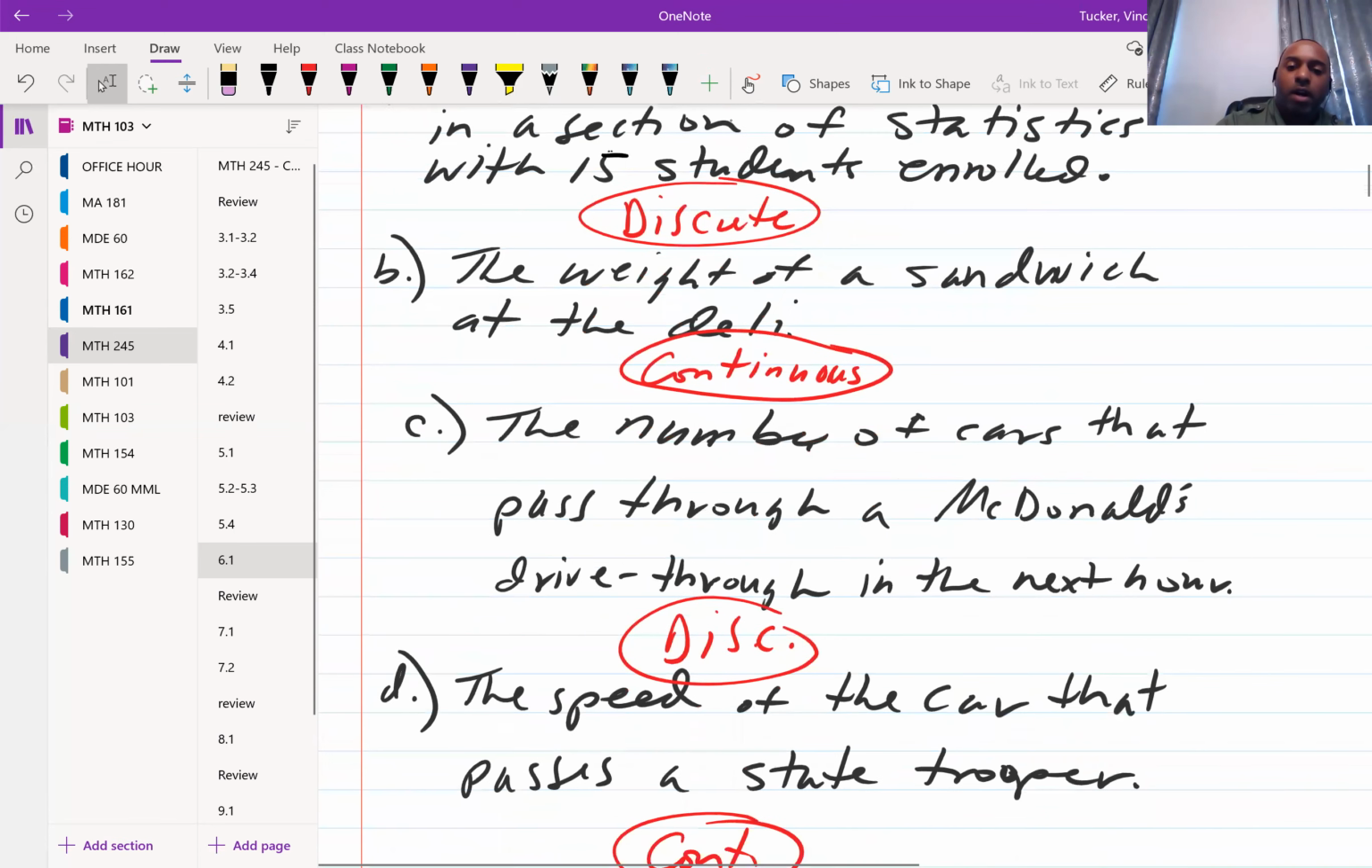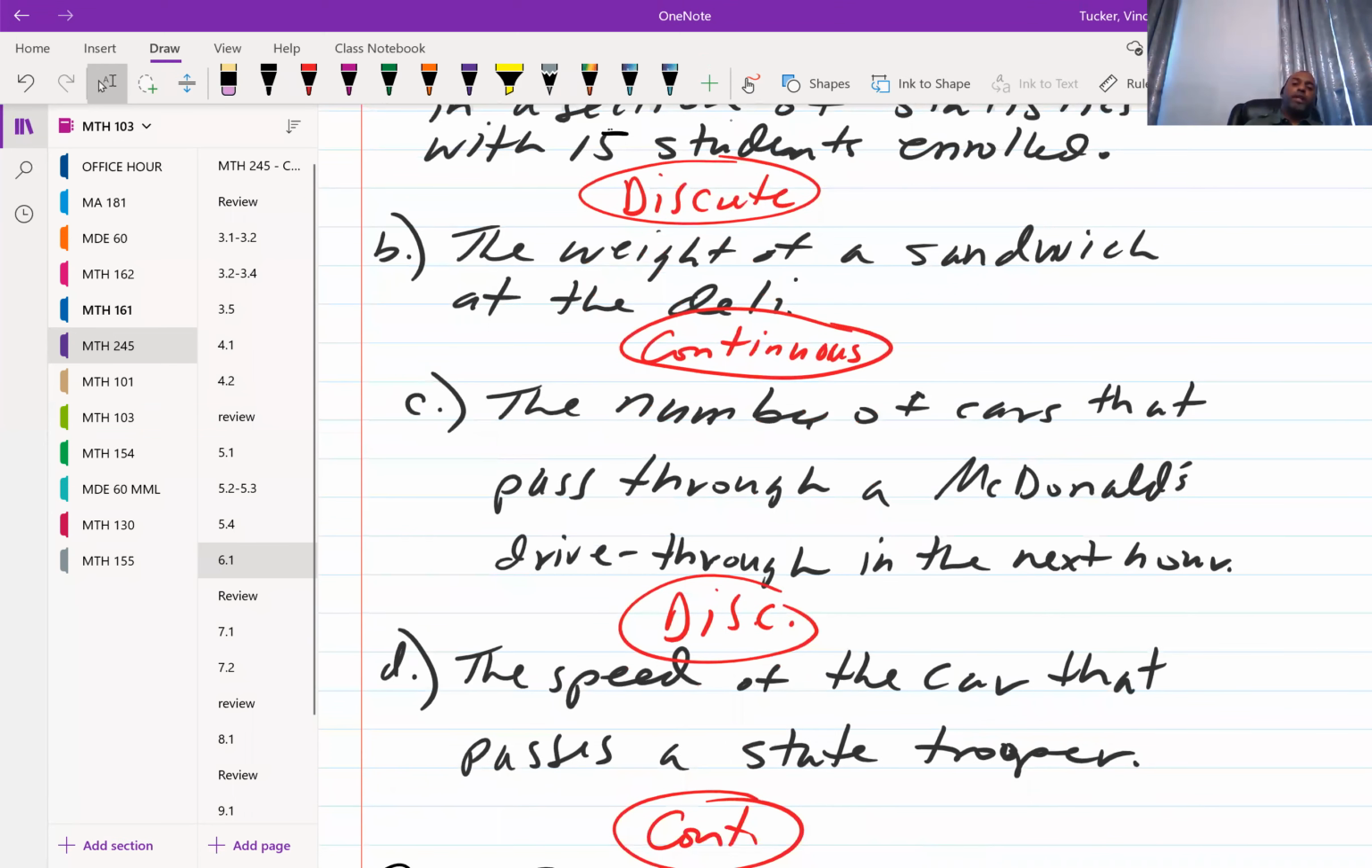And then the speed of a car that passes the state trooper is continuous. Once again, you're not putting something on a scale. Here you're measuring something. Your gun is clocking the speed. If the speed gun is more precise than mine, it can have some decimal values that will still be correct as far as your measurement is concerned. So that's why that would be considered continuous.